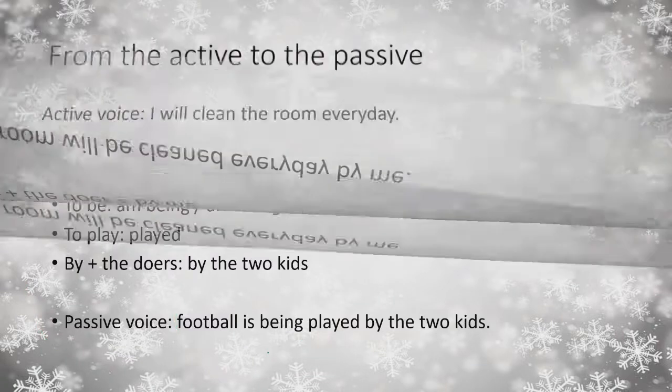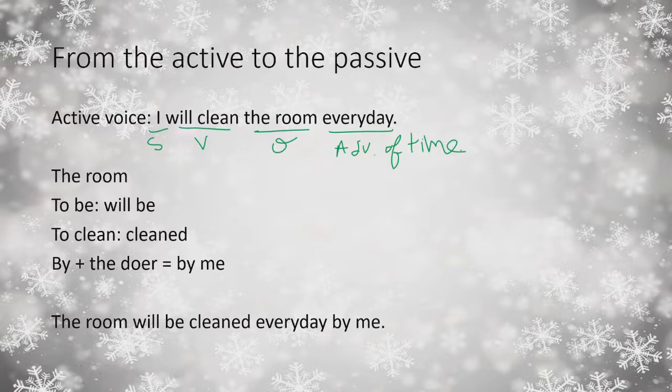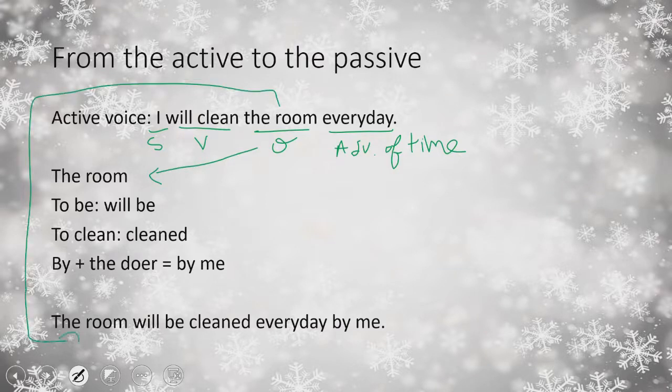The last example. I will clean the room every day. I is the subject, will clean is the verb, the room is the object, every day is an adverb of time. Now, we move the object from its position to the subject position. We conjugate the verb to be in the future simple tense. Will clean is conjugated in the future simple tense. So, the verb to be is will be.